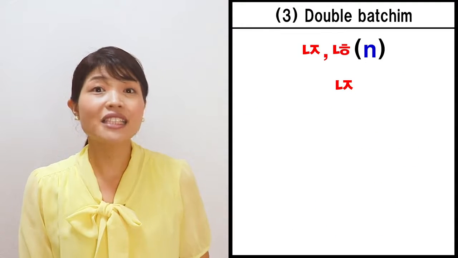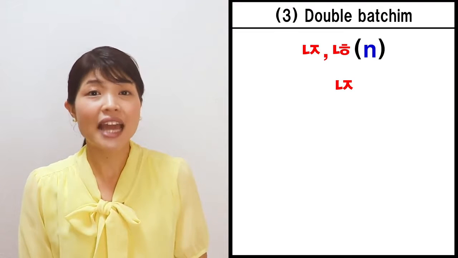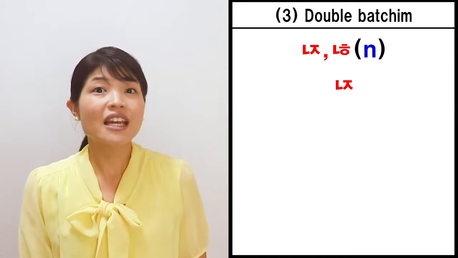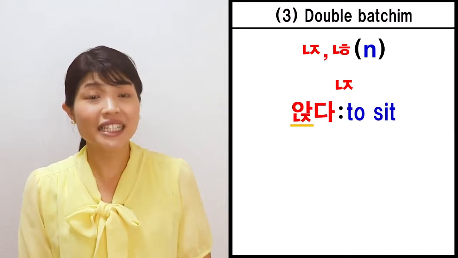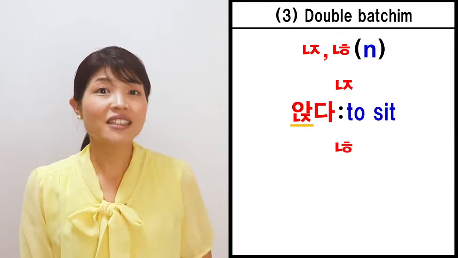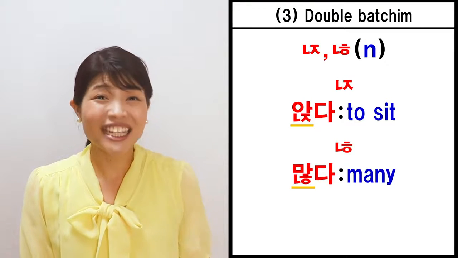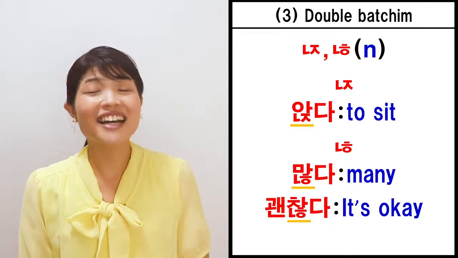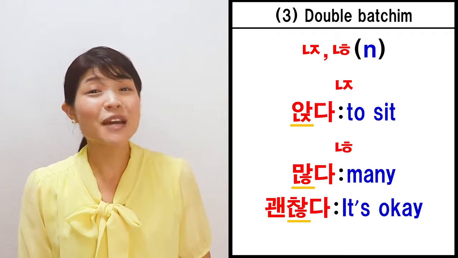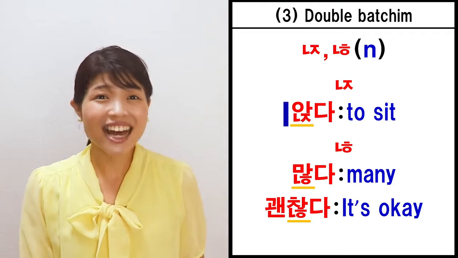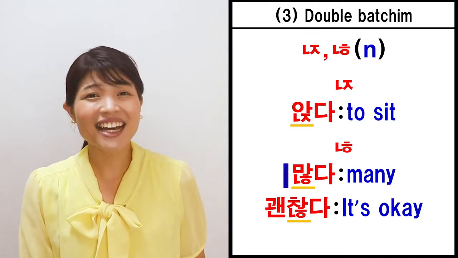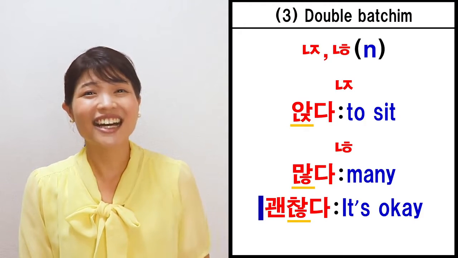니은, 지읒, and 니은, 히응 are pronounced as N. For 니은, 지읒, there is 앉다, to sit. For 니은, 히읗, there are 많다, many, and 괜찮다, it's okay. Let's read them together. 않다, 많다, 괜찮다.